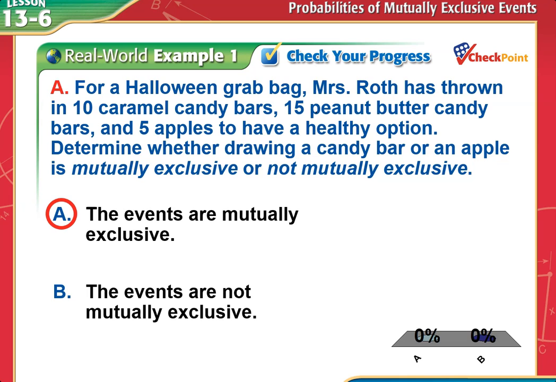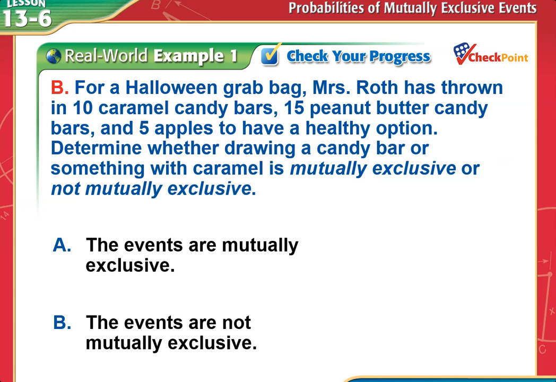For the Halloween grab bag, Mrs. Roth has thrown in 10 caramel candy bars, 15 peanut butter candy bars, and 5 apples. Can you draw a candy bar and an apple at the same time if you only pick out one thing? The answer is no. So the events are mutually exclusive.